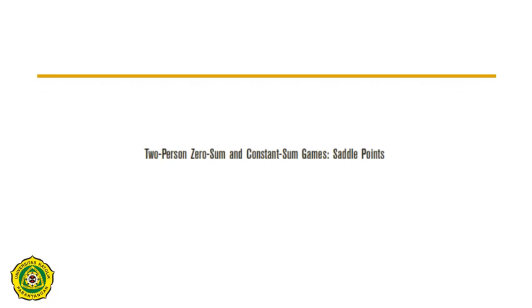Let us start with a situation or games that are called zero-sum and constant sum games. These games involve two persons. In these games, what we're going to do now is trying to identify whether that game has a saddle point or not.